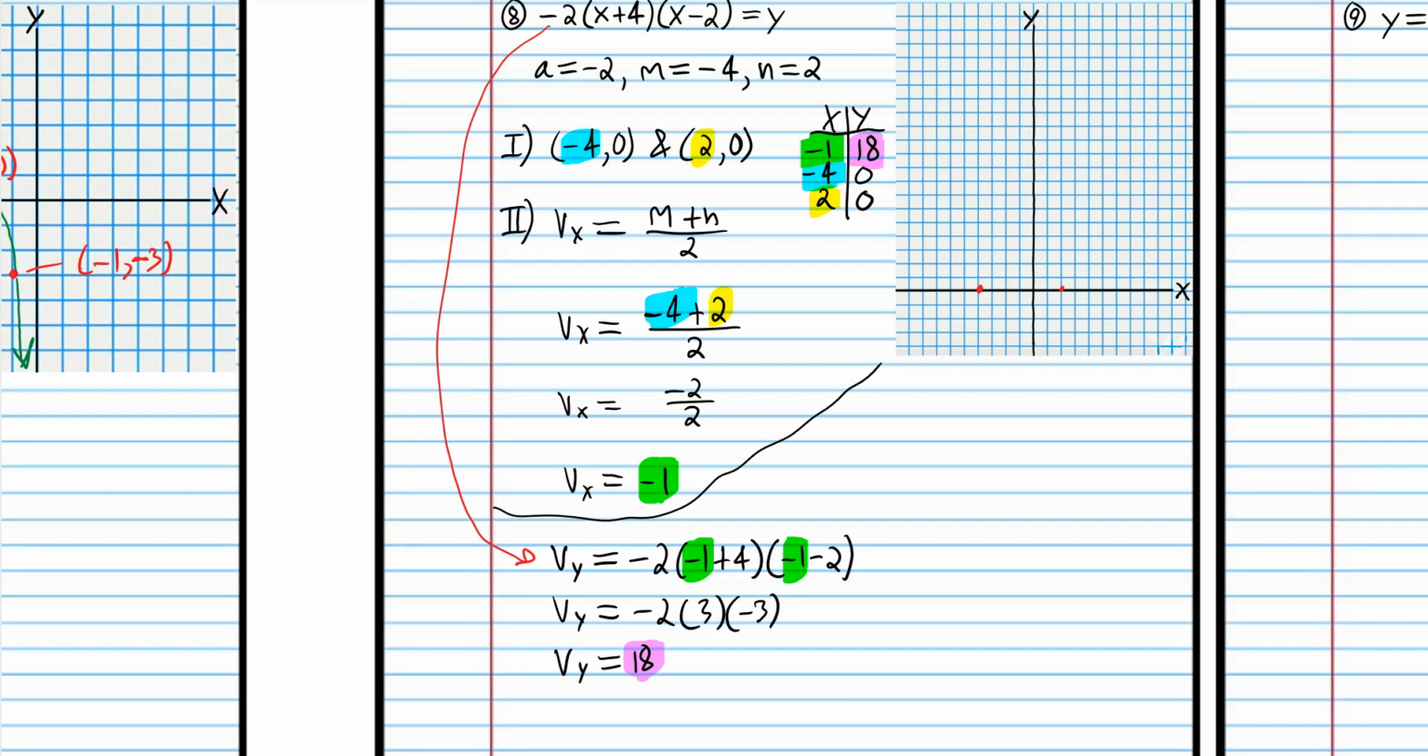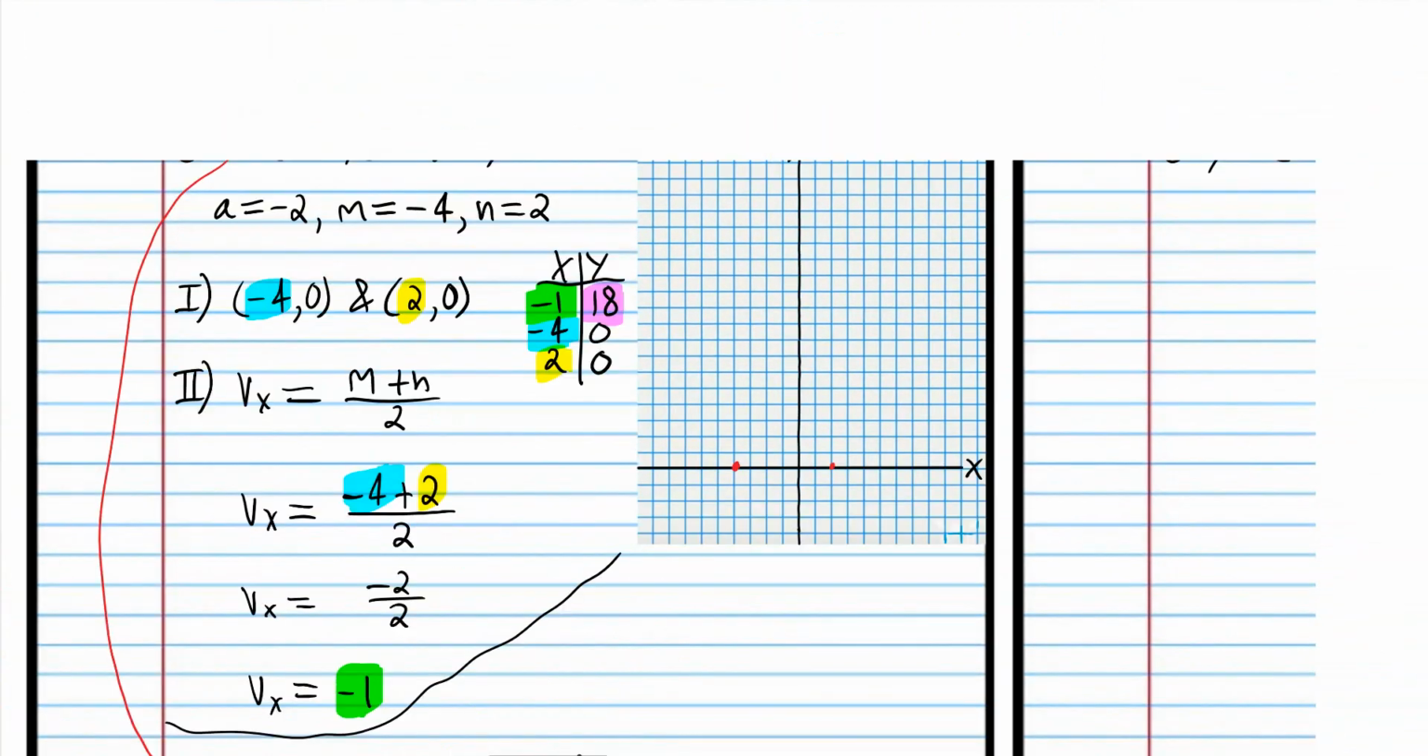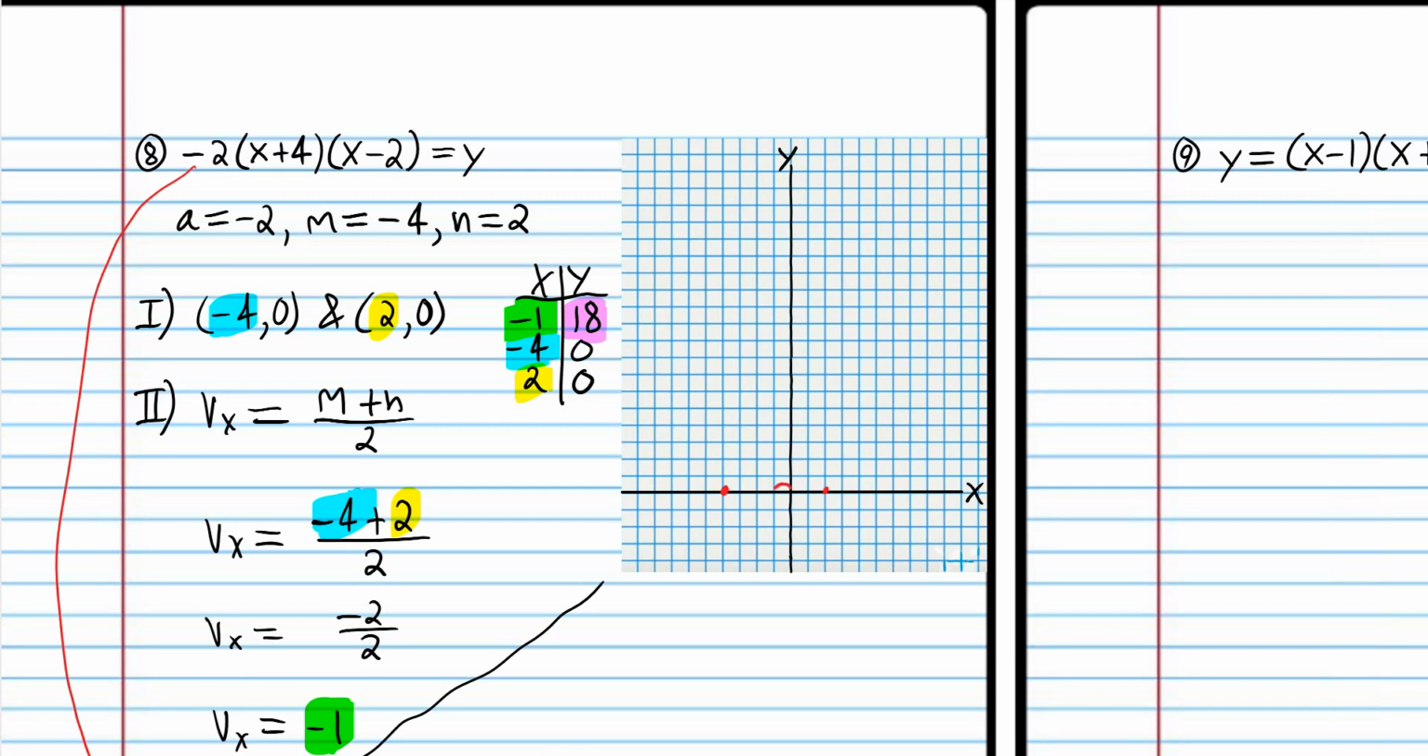So now let's plot the vertex, negative 1, 18. So I'm going to go to the left, negative 1, and then up 1, 2, 3, 4, 5, 6, 7, 8, 9, 10, 11, 12, 13, 14, 15, 16, 17, 18.